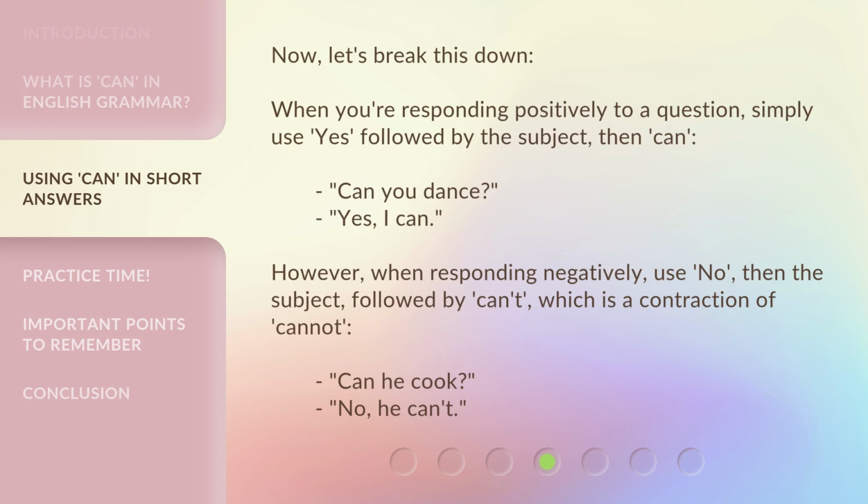Now, let's break this down. When you're responding positively to a question, simply use yes followed by the subject, then can. Can you dance? Yes, I can. However, when responding negatively, use no, then the subject, followed by can't, which is a contraction of cannot. Can he cook? No, he can't.